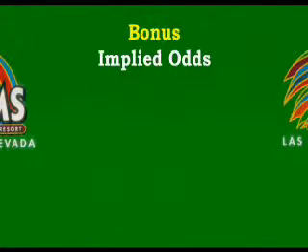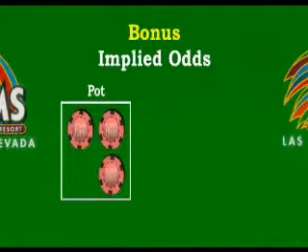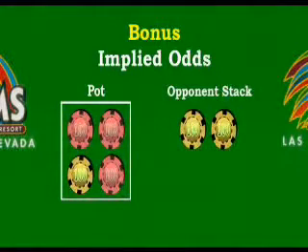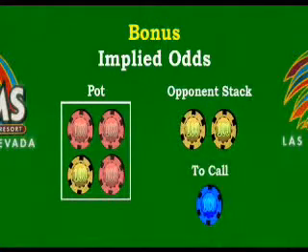Here's a little bonus section, implied odds. Suppose the pot has $300 in it, and my opponent bets $100. That same opponent has $200 left in front of them. The pot now contains $400. I'm being asked to call 100 to win 400. My pot odds are 4 to 1.